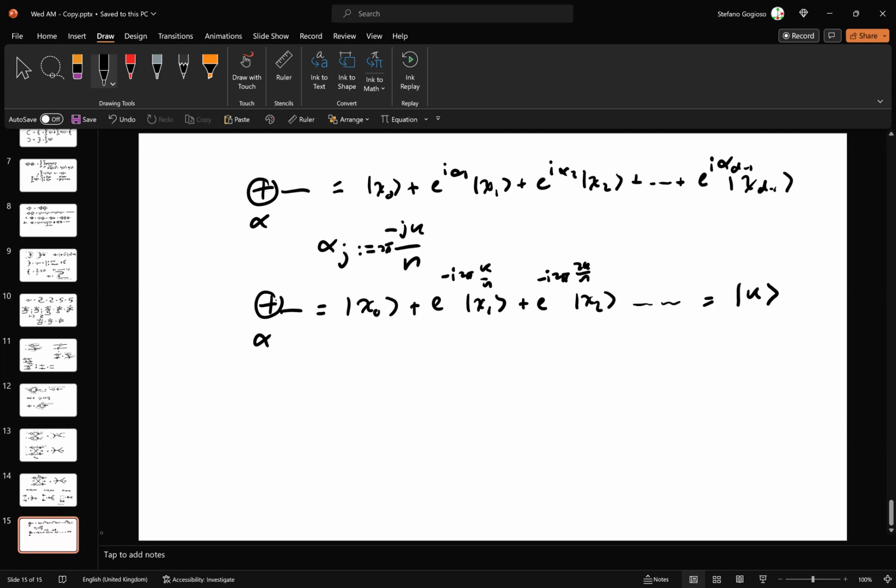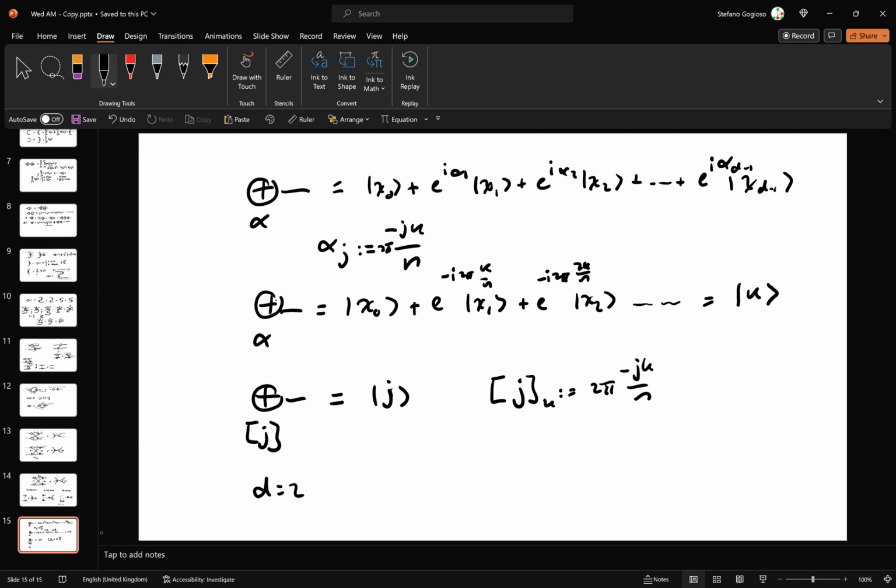And we already have a definition for these alpha phases. And I'm going to write it as j. This is the state j, where I define this phase to be 2 pi minus jk over n by definition. So it's a way of saying I identify the computational basis states with some of these spiders, exactly like the 0 and pi spiders for C2. So for d equal 2, you have that the 0 X spider state is the 0 computational basis state, and the pi X spider state is the 1 computational basis state.